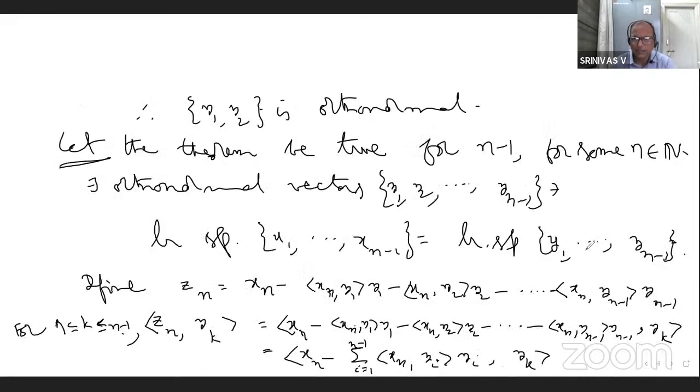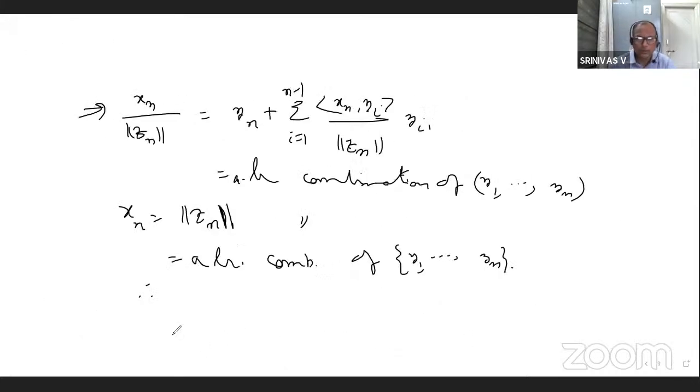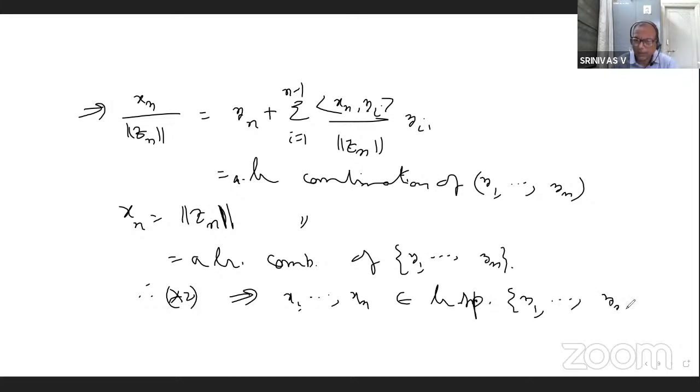If you give a number for this, star 2, so star 2 implies that x1 up to xn belong to the linear span of y1 up to yn. Right? Therefore, linear span of x1 up to xn is contained in the linear span of this. And if you take the other way around, if you take a linear span of these vectors, yi's, can we show that they are in the linear span of this?